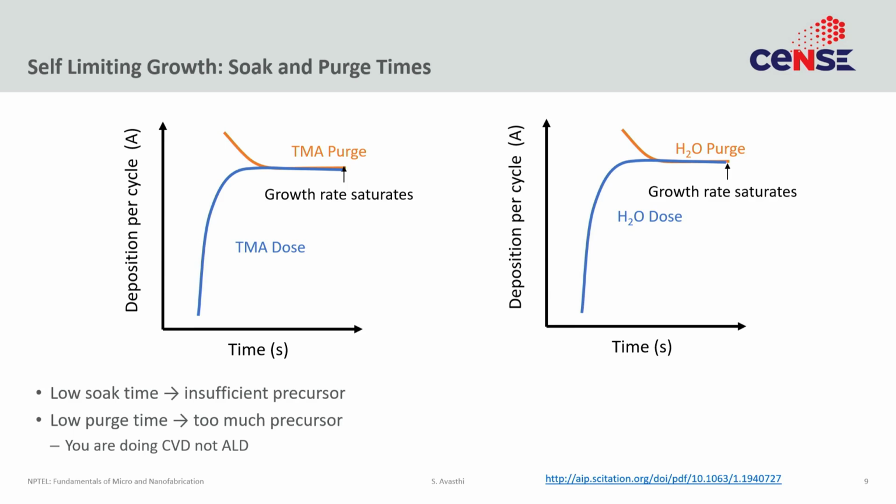So what should be the ideal optimal length of your dose cycle? The optimal length of your dose cycle should be exactly this time. Any less and you have suboptimal ALD, any more and you are just wasting time.